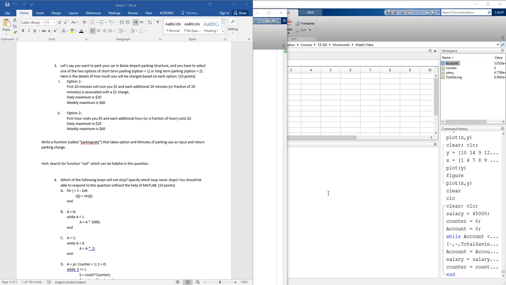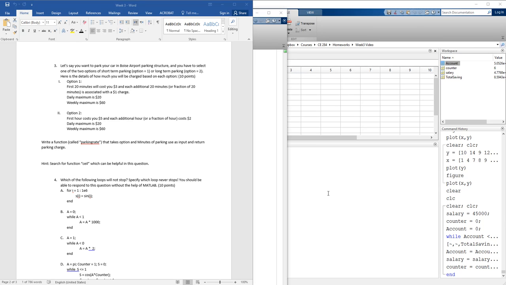So for question 3, the question is asking, let's say you want to park your car in the Boise Airport parking structure, and you have to select one of the two options. Either it's short term, which is option 1, or long term, which is option 2. Here is the detail of how much you will be charged based on each option.